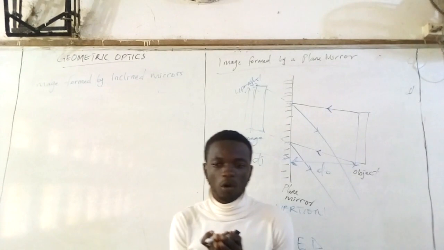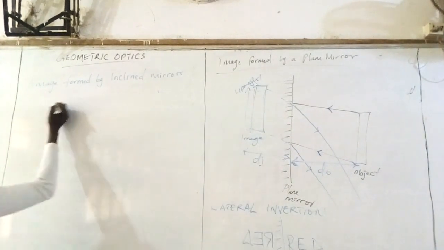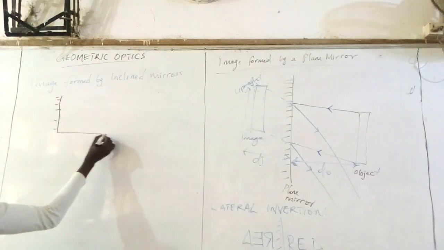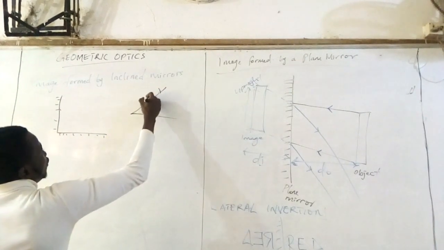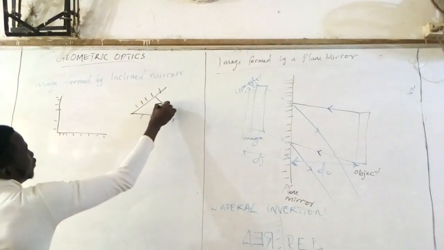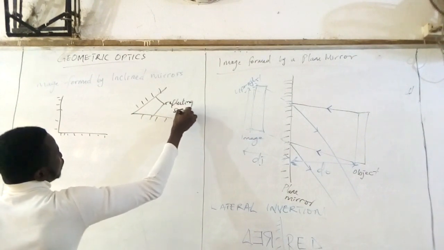When two mirrors are inclined, that is, if we have, let's say, this mirror one, then it is inclined with another mirror. It can be inclined at any angle, whereby these are the reflecting surfaces.